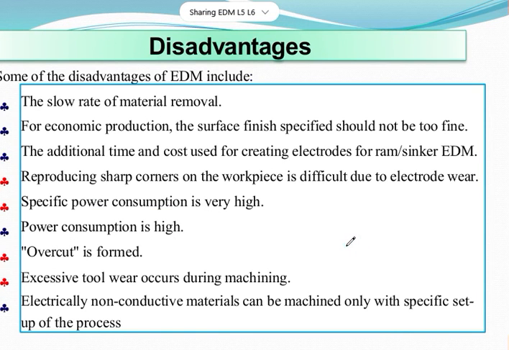But it has some disadvantages. Every process has some advantages and disadvantages too. Similarly, it has also. And that is the slow rate of material removal. For economic production, the surface finish specified should not be too fine. Additional time and cost are also a little bit higher for ram or sinker EDM. And reproducing sharp corners on the workpiece is very difficult due to electrode wear. Specific power consumption is also very high. Power consumption is too high, overcut is formed. Excessive tool wear occurs during machining, and basically electrically non-conductive material can be machined only with a specific setup process.